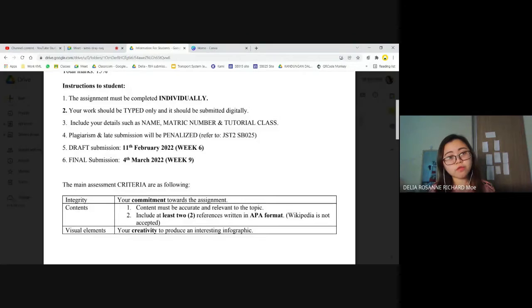Include at least 2 references written in APA format, anything other than Wikipedia, and also include interesting visual elements. So your infograph should be something that is nice to look at, but still easy to follow the information.